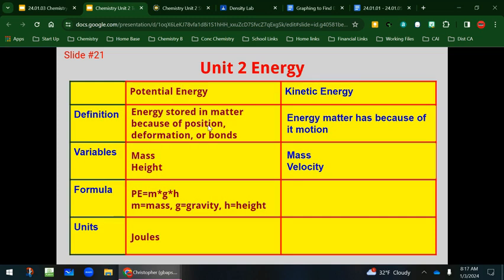Okay? Got a formula for you for kinetic energy. 1/2 mv squared. M being the mass, v being the velocity, and you square the velocity. What's the unit? Joules.